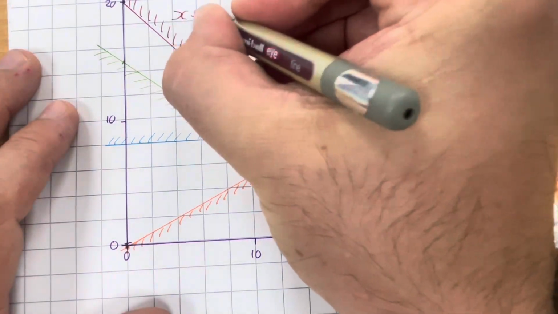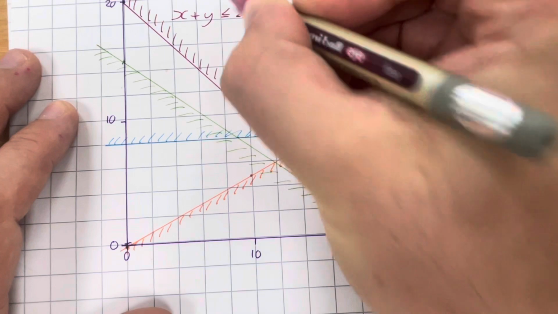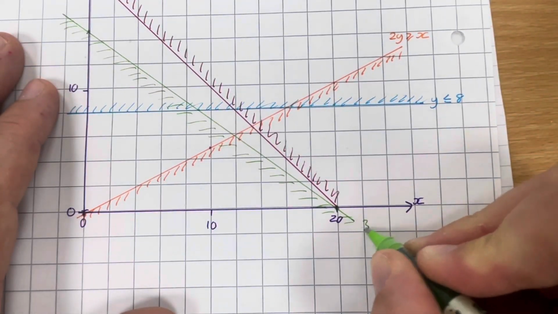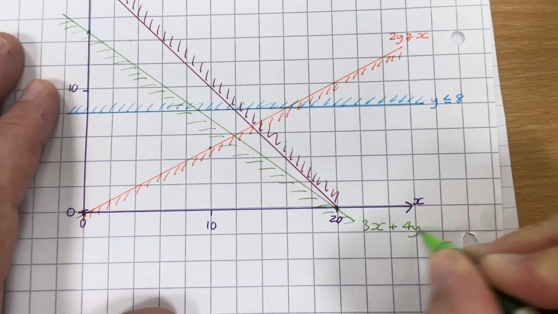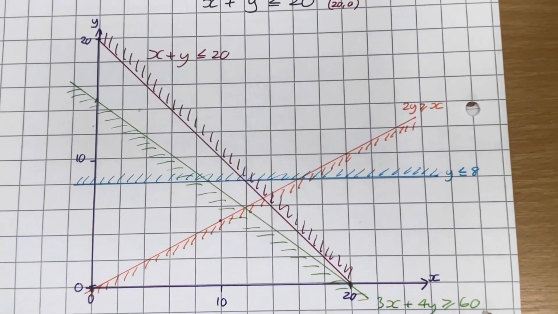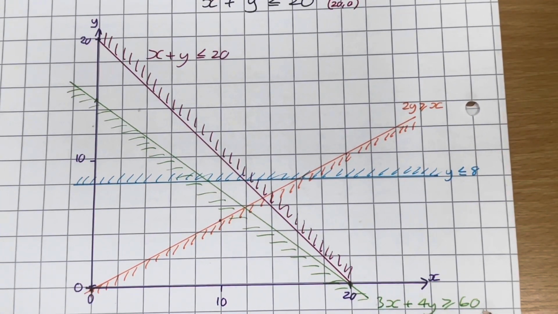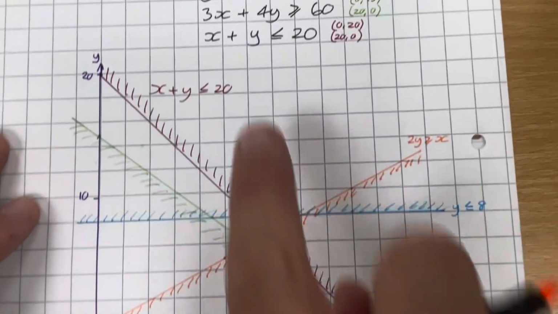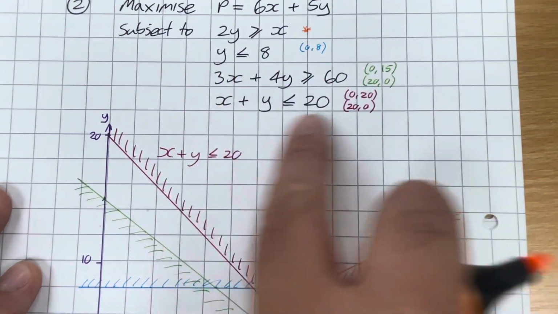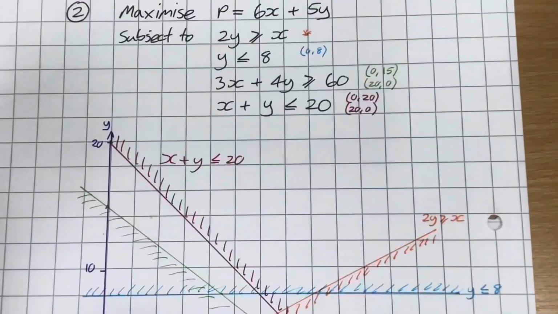This was x plus y is less than or equal to 20. And the green one, which I also haven't written in, is 3x plus 4y is greater than or equal to 60. Okay, so there is my graph of my 4 constraints. Notice that the axes do not bound the feasible region, which is possibly why they're not included in this list, but sometimes they're not included and you just assume them to be true anyway. Sometimes it's irrelevant if they're true or not.